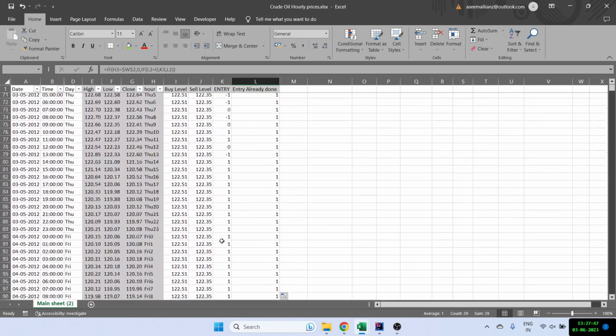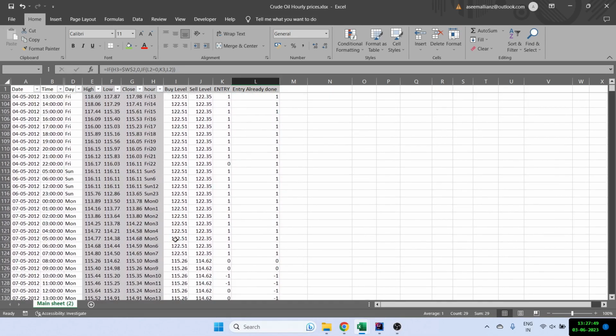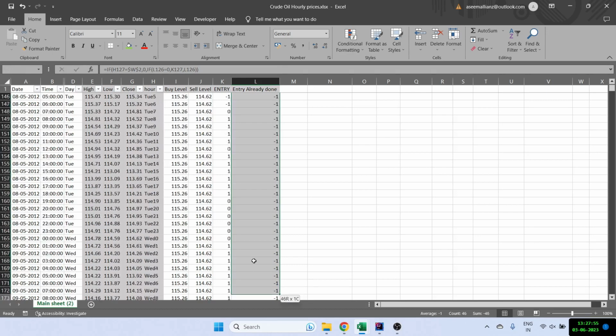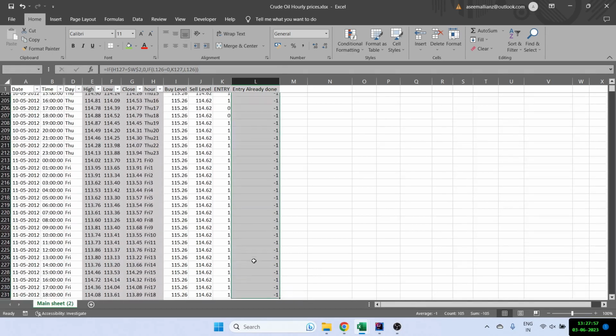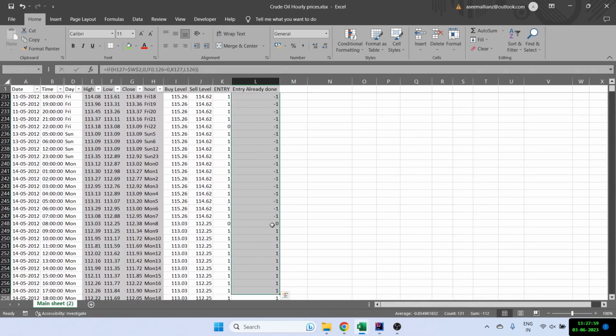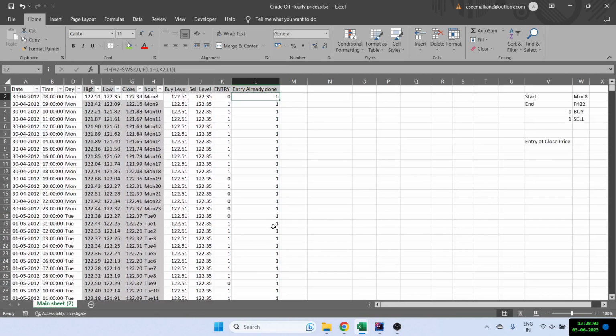Similarly, let's check for the next time. So this is where it starts from the next time, and as soon as it gets the buying entry, it will just keep putting -1 here till again it goes for the Monday 8. At this point of time, again it will reset, and again it will do it. So this is basically telling me at what time I am actually taking the entry.